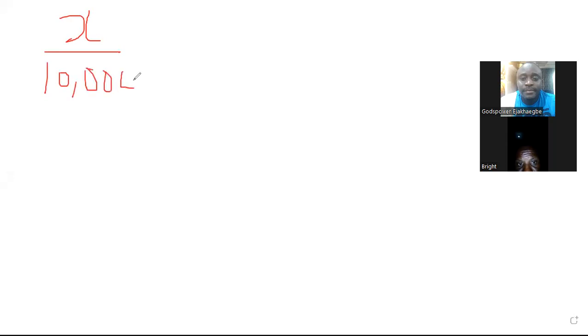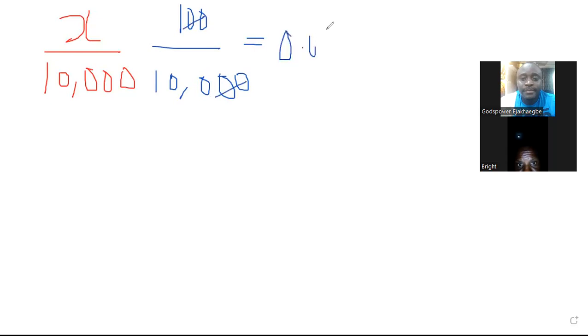So with this, it means that I can now say $100 divided by 10,000. Now let's pay attention. $100 divided by 10,000, zeros cancel zeros. So that's 1 over 100, and that gives you 0.01. Let's be attentive, please.